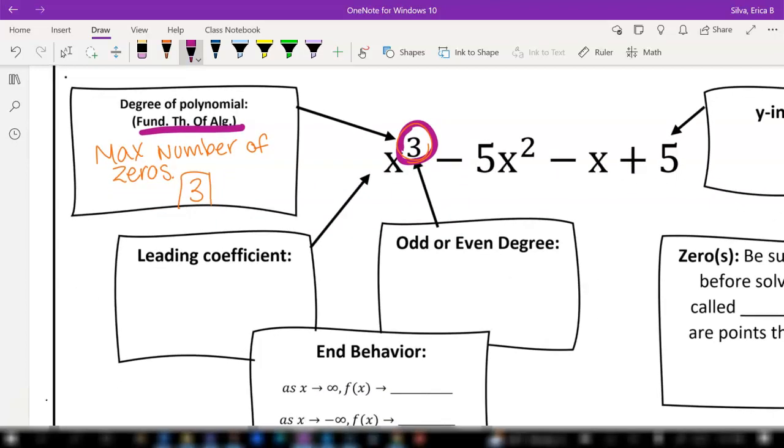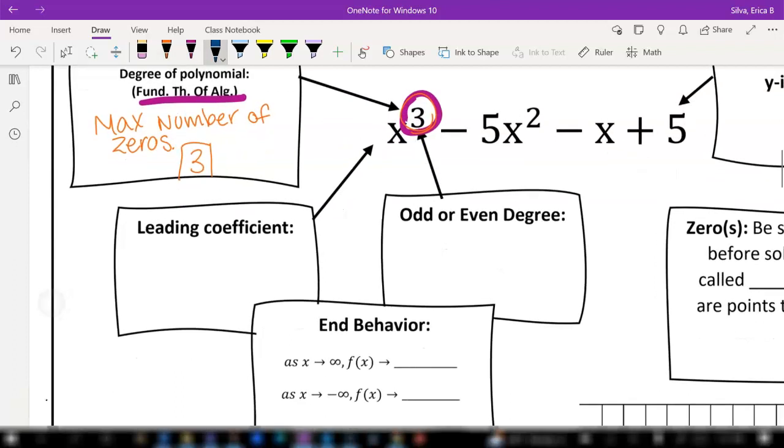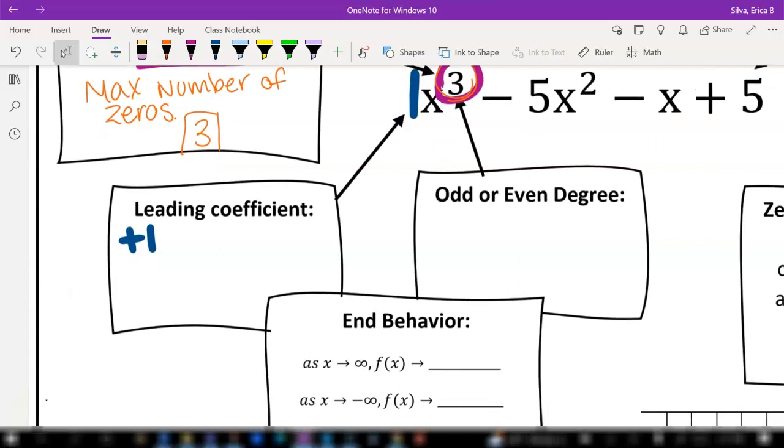Then we're going to look at the leading coefficient. Since there's no number here, we know that it is a 1. So the leading coefficient is a positive 1. Our leading coefficient tells us the behavior of the graph on the right side. So if it's positive, then it is going to be ending in the positive direction. And for the sake of notes, if it is negative, then on the right side, it's going to end facing down.